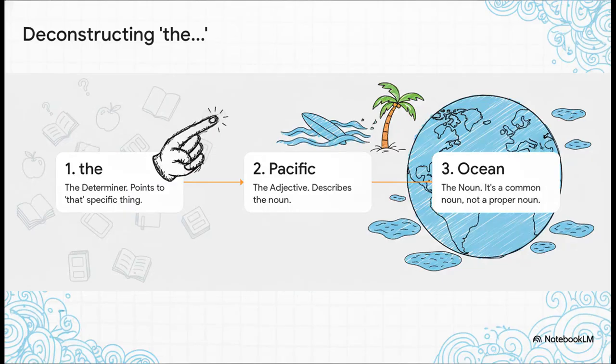Okay, let's put the Pacific Ocean under the microscope. What is the? It's our determiner, our pointer word. Pacific? Well, that's just an adjective describing the noun. So what's the actual noun? It's ocean. Now, is ocean a unique proper noun? Of course not. There's the Atlantic, the Indian, the Arctic. There are several oceans. It's a common noun. So the Pacific Ocean simply means that ocean which happens to be the Pacific one.